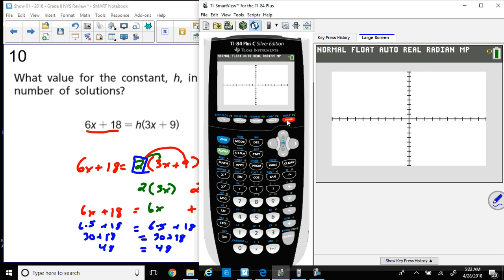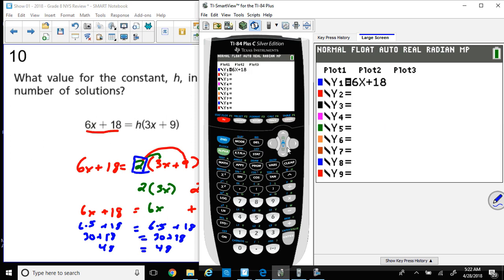And let's graph that. There's the graph. And now, if I use 2, it's going to go right on top of that graph when I graph this same equation. So check this out. I'm going to go to my second equation using a different color, and I'll put 2 parenthesis 3x plus 9. Notice I didn't change to 6x plus 18, even though that's the same thing, but I put the value 2 because that's what h needed to be, and now I should be able to graph it.